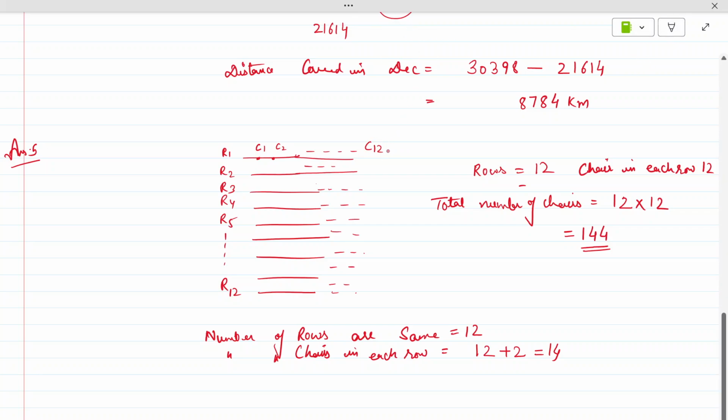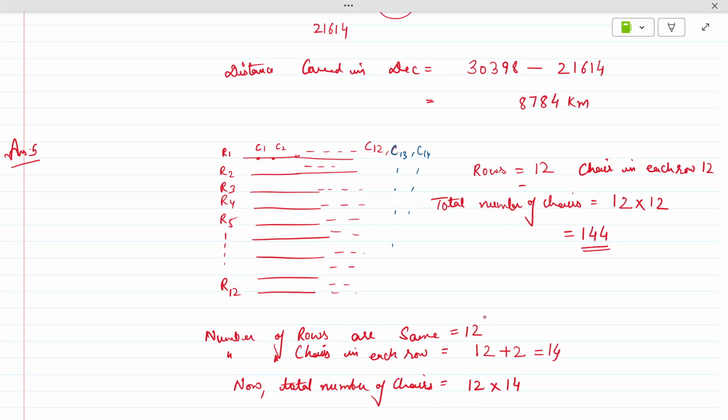So when more chairs are added, we can say C13, C14. Two more chairs. Same here, same here, same here. In all the 12 rows, we are adding two more chairs here. And now what we have to find out is the total number of chairs now. So now total number of chairs are increased, right? Because we are adding two more chairs in each row. Total number of chairs is 12 multiplied by 14.